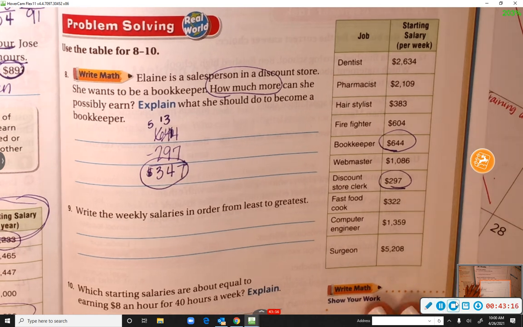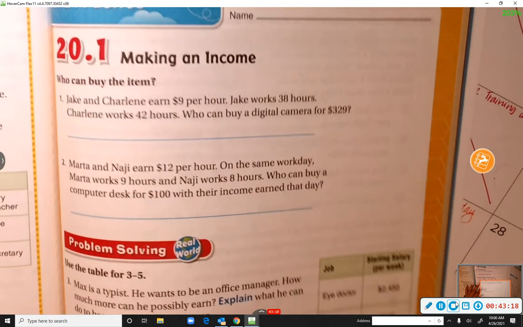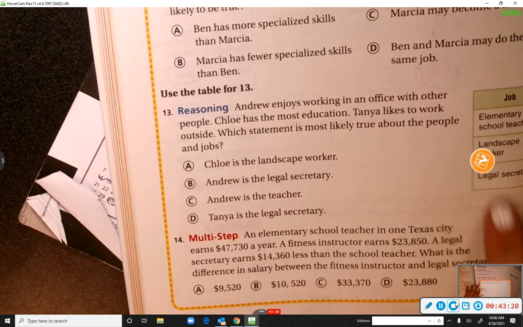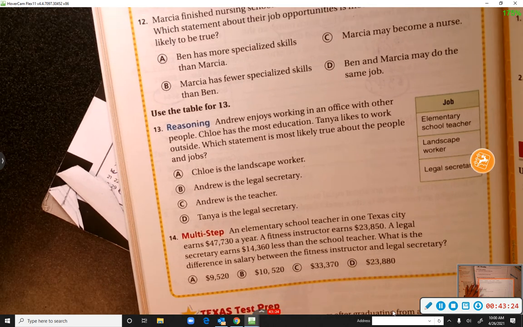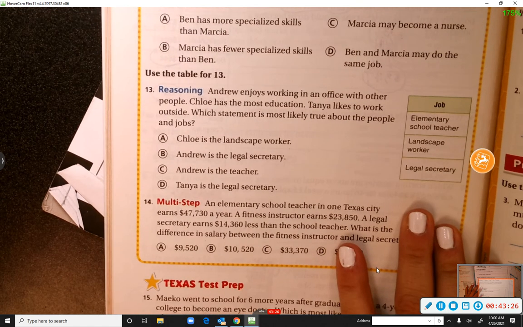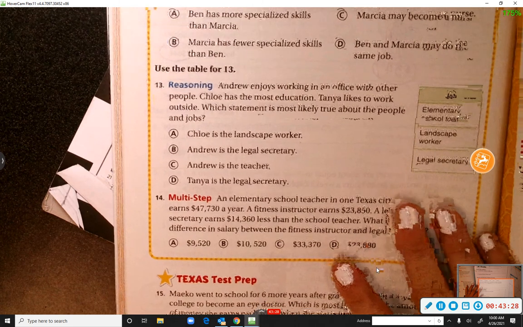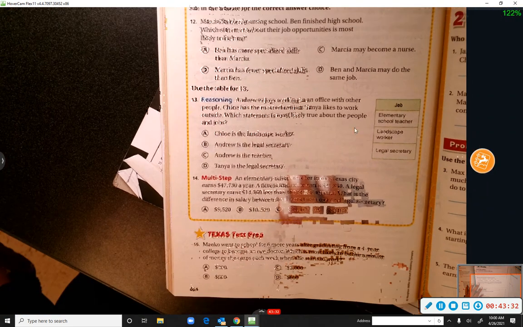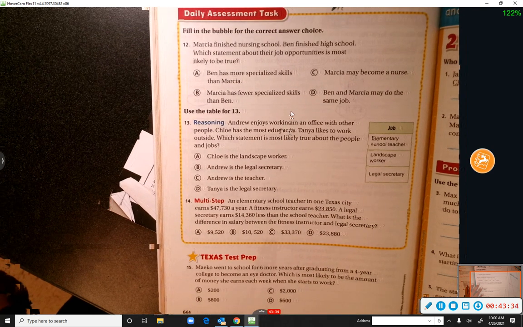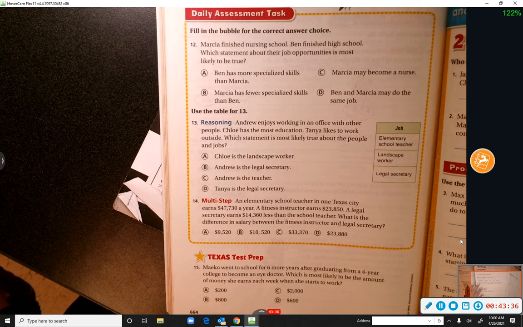All right, I want to go ahead and skip along. It's a lot of information to cover in one day. We're not going to do an assignment today. We're going to finish these last 4 questions, and then we're going to go over it. So I want you guys to try these on your own, and then we'll go over it.